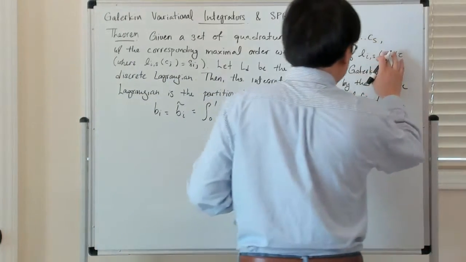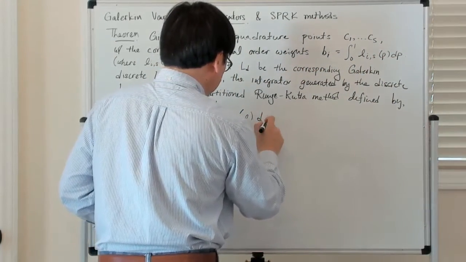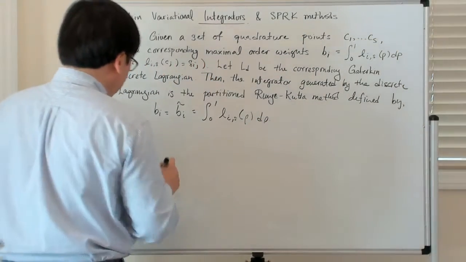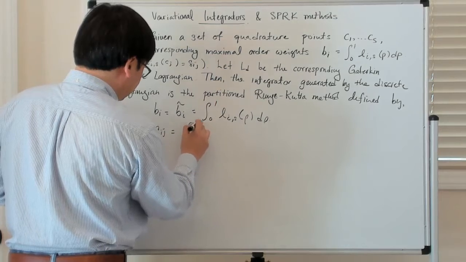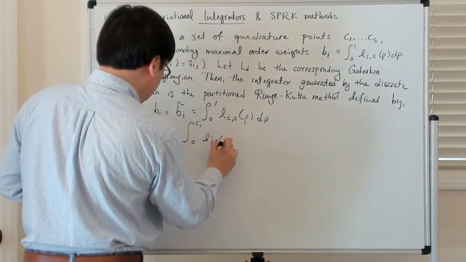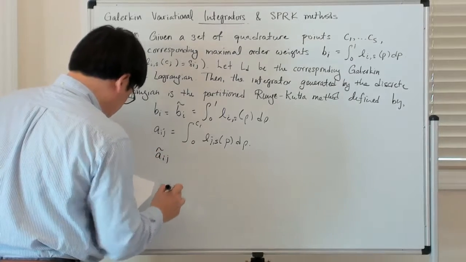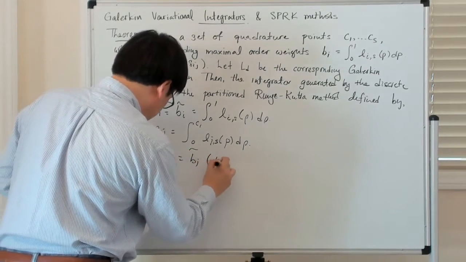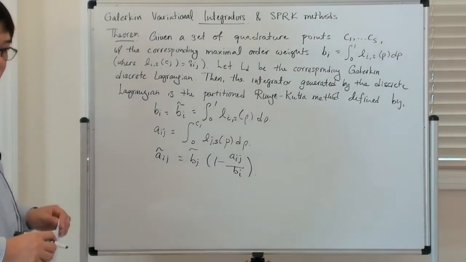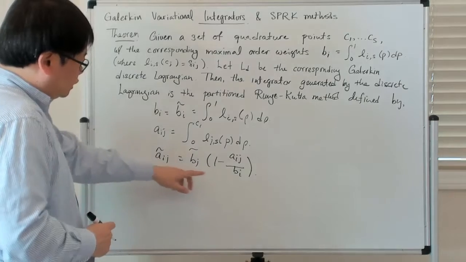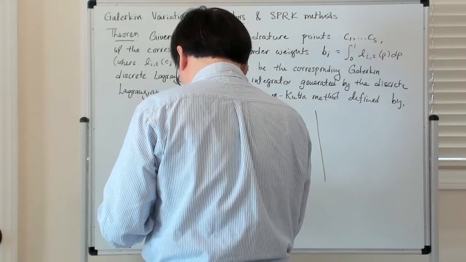Well, in the paper it uses rho, so let me just change all of this to rho. And then the AIJs are what you typically expect. It's the integral, instead of from 0 to 1, from 0 to Ci of L_j^s(rho) d rho, and then the AIJ tilde is equal to BJ tilde times (1 minus AJI over BI). If you know something about symplectic partition Runge-Kutta methods, then you know that there are two conditions for symplecticity. Maybe I should write that down.